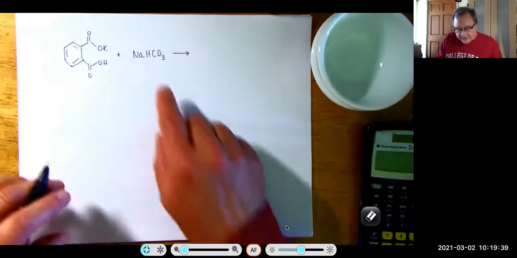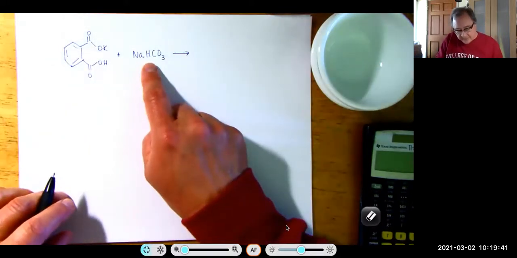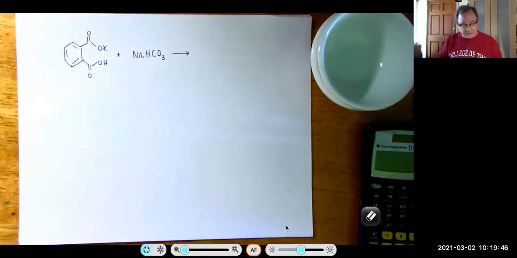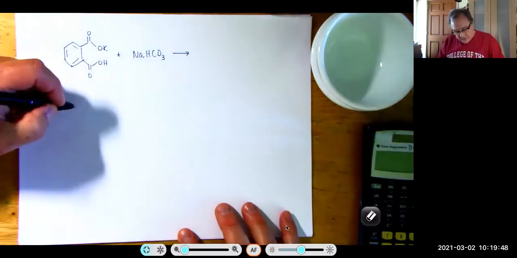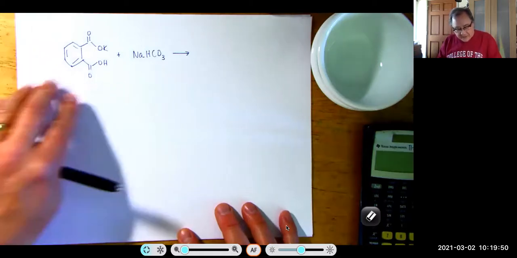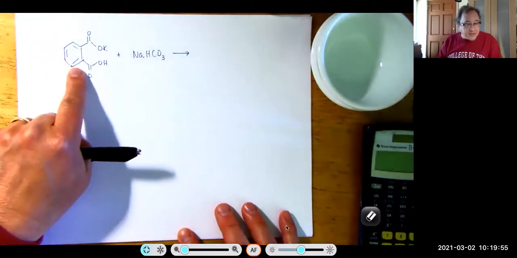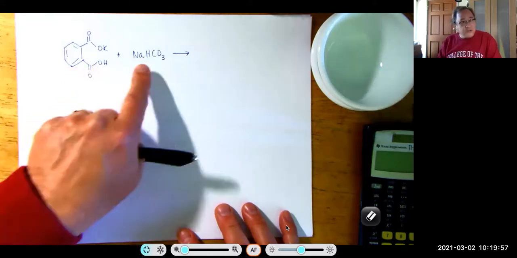Remember, this is a bicarbonate, and when it reacts with an acid, you get 3 things. I'll let you figure that out. Okay, the important thing here, though, is I will tell you that the ratio of these is 1 potassium hydrogen phthalate to 1 sodium bicarbonate.